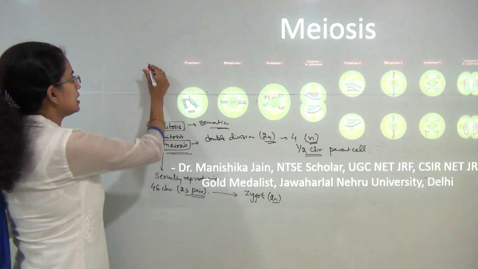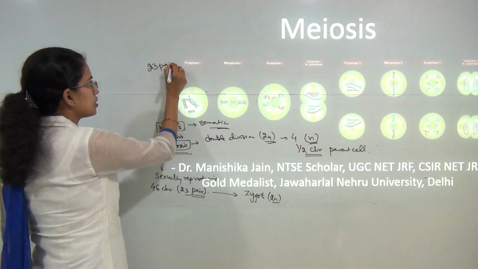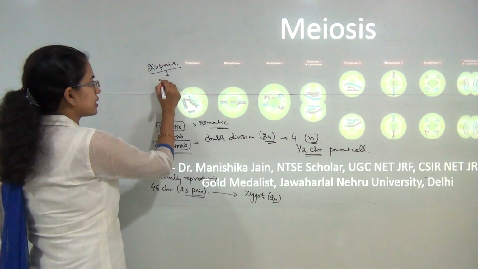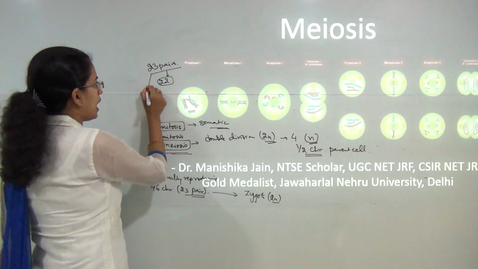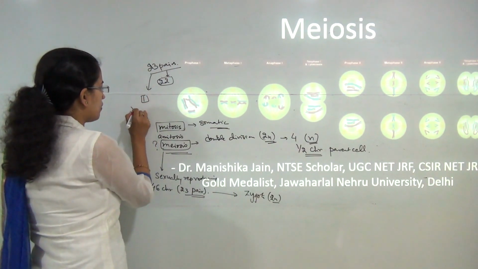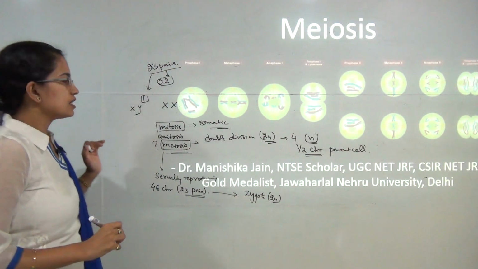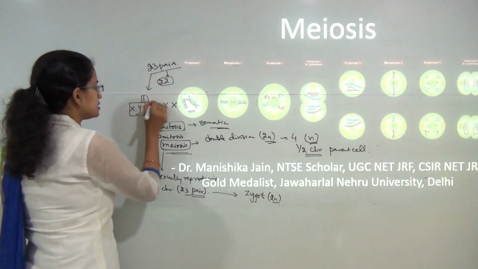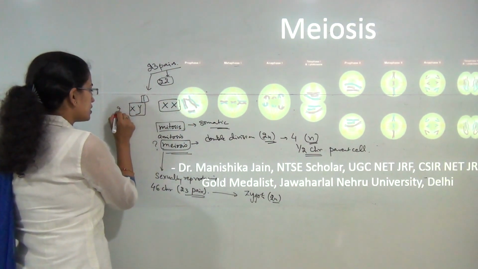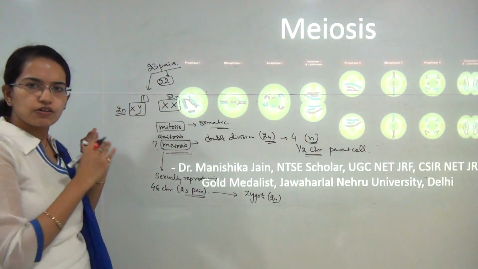So let's say in human beings you have 23 pairs of chromosomes. Of these 23 pairs, 22 are homologous pairs and only one pair is sex determining. So you have XY in case of males and XX in case of females. Now this is a diploid chromosome. So you have one pair of chromosome.